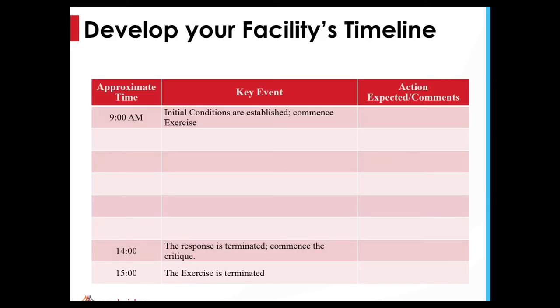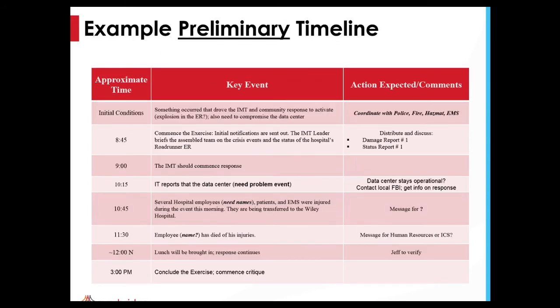With your objectives and your scenario established, now work on your timeline, which is just this type of a format. Time, event, and any expected action. So a preliminary timeline might look like this. In this case, we need something that drives the incident management team to activate, maybe an explosion in the emergency room. We don't know yet. Something in the parking lot. We also need to compromise the data center. So now all these ideas I'm putting down on paper. Initial conditions are sent out. Something should happen. It's very vague right now because we're in the preliminary timeline stage.